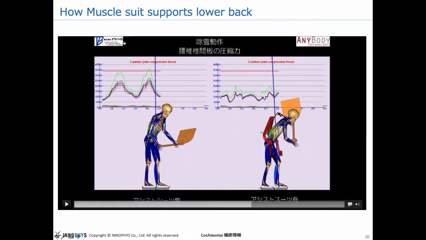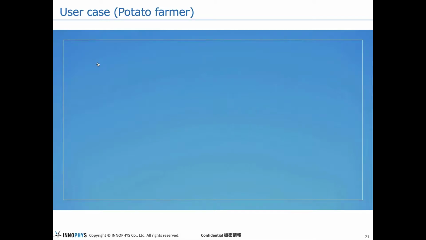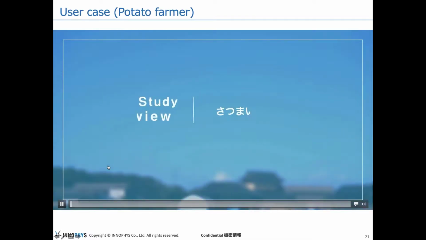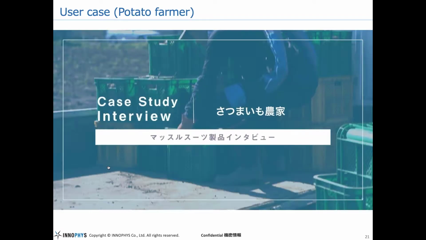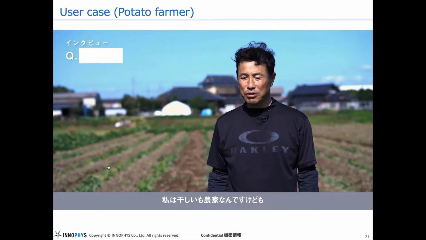Next slide. Actually, I have to apologize. This doesn't have any translation or subtitles, but I want you to understand the image of how the Muscle Suit functions, or how actual users use the product.